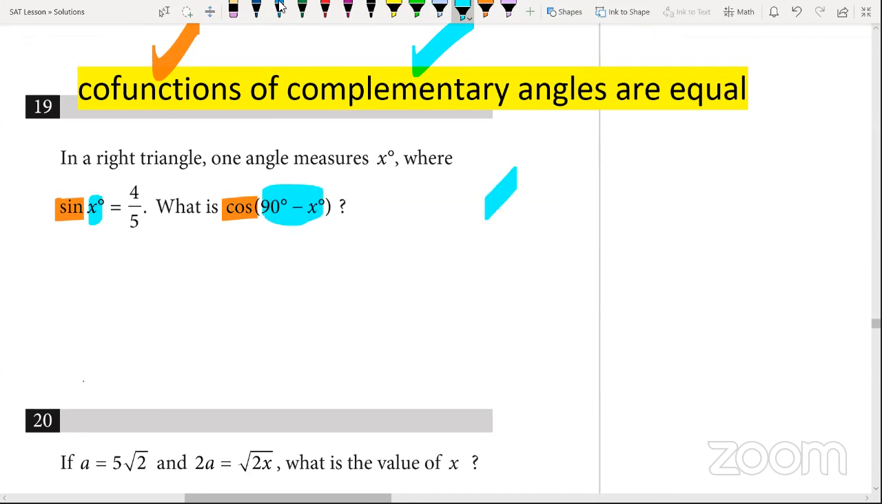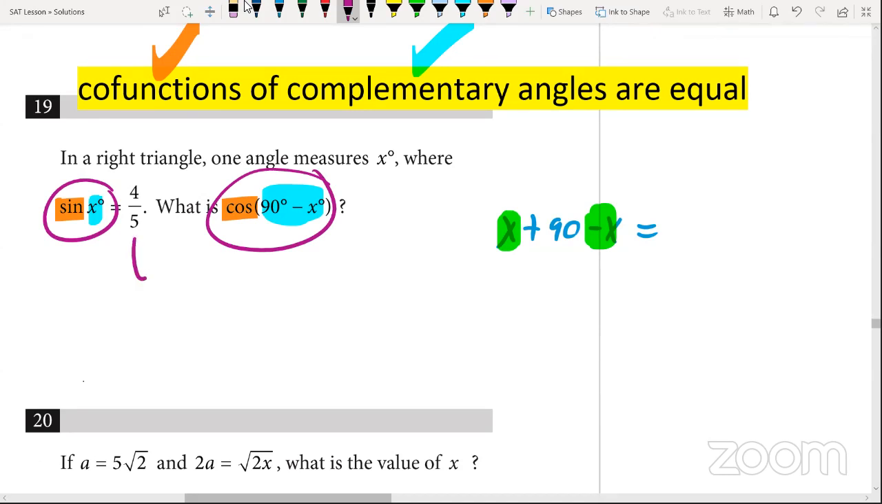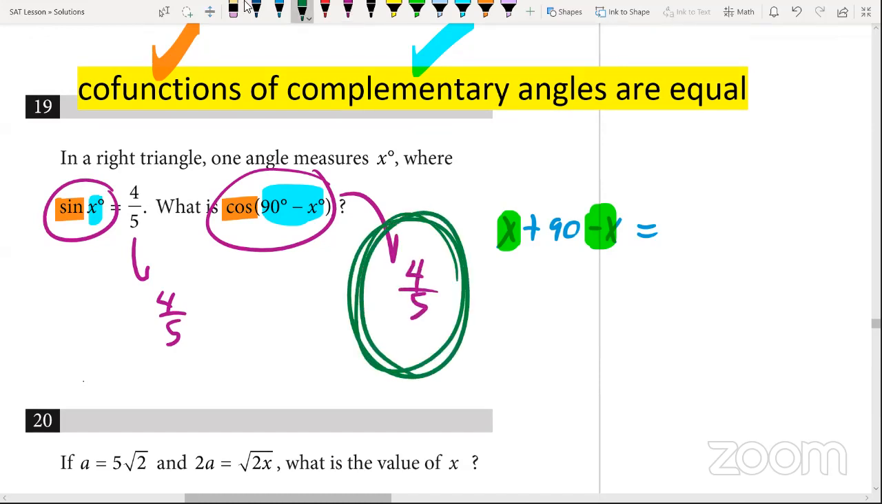Just to prove that, I could say x plus 90 minus x. And you can see when we lay it out like that, the x's cancel each other, leaving you a 90. So we have cofunctions in orange, we have complementary angles in blue. And the rule says cofunctions of complementary angles are equal. So we've just determined by this rule that the sine of x needs to equal the cosine of y. And so if this equals 4/5, then this whole thing has to equal 4/5. And the answer is 4/5.